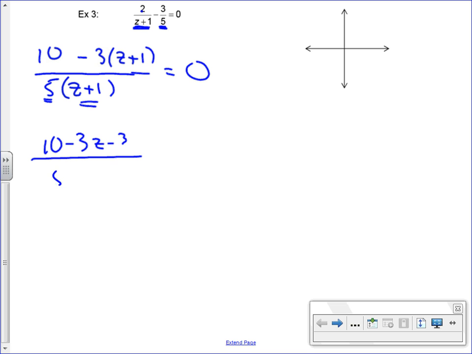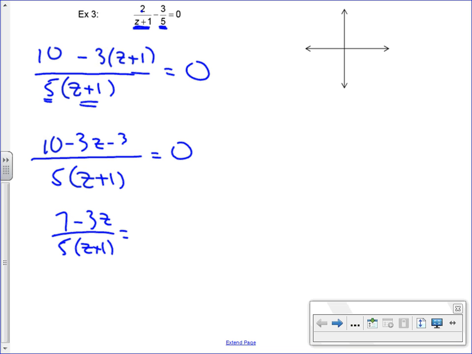Generally, we do not multiply out our denominators here. There's lots of reasons for that that will come up later on. And continue to simplify your numerator. Again, leave the denominator alone.